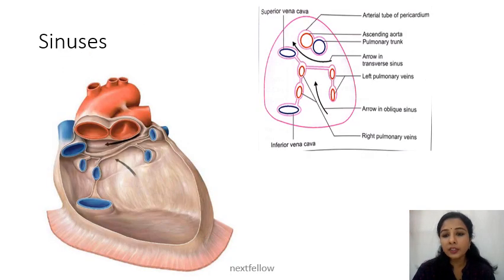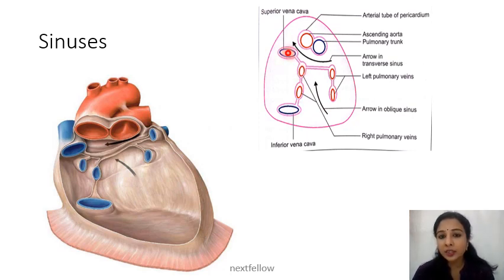So, discussing further on the oblique sinus. The oblique sinus is a J-shaped sinus which is formed by the reflection of the serous pericardium. Of course, we know that. And it is J-shaped, you can see here, an inverted J, a reverse J-like, and it is enclosed around the venous channels of the heart.